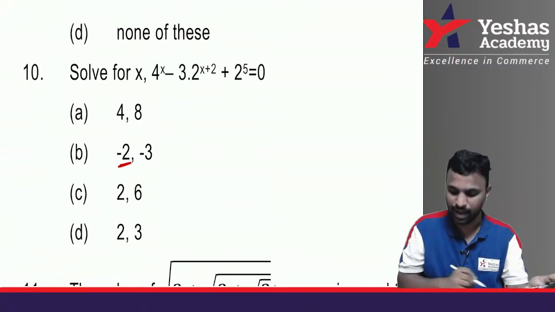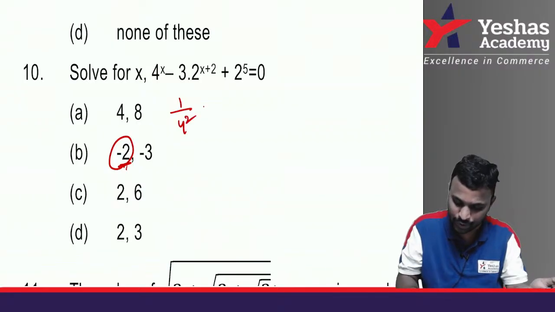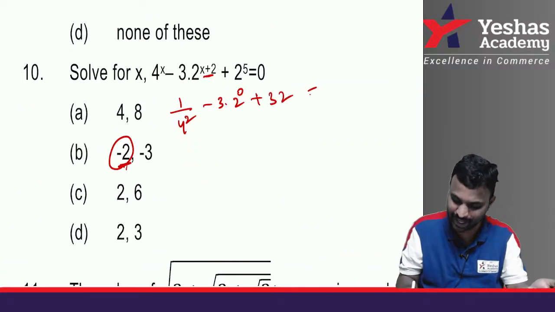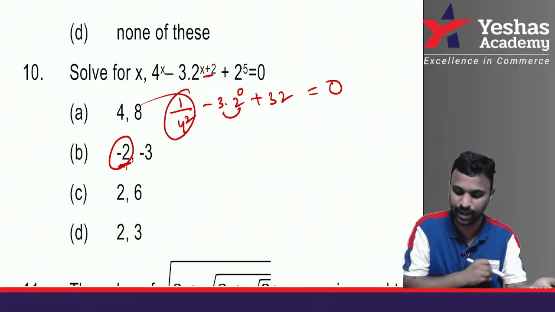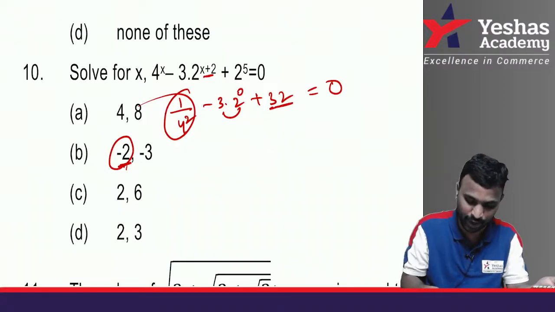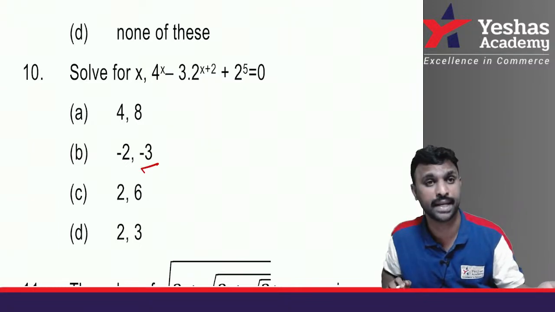Option B, if you see, the x value is minus 2. So 4 power minus 2 is 1 by 4 squared. So 3 into 2 power minus 2 plus 2 is 0 plus 32, because 2 power 5 is 32. So will that be equal to 0? Definitely no, because 3 into 1 is 3, 1 by 4 square is 1 by 16. Definitely it will not be equal to 0. So if minus 2 is not satisfying, definitely no need to check for minus 3.